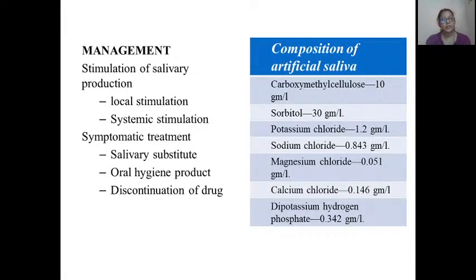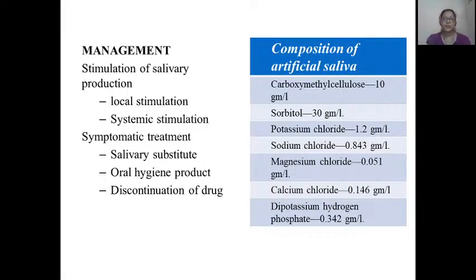How can we manage this? We can stimulate salivary production. By local stimulation, we can chew sour candy, chewing gums, or paraffin wafers, and by systemic stimulation. We can also use artificial saliva or a salivary substitute, such as carboxymethyl cellulose, sorbitol, and so on. For oral hygiene products, we can use sour products or sour candies. We can discontinue the drugs that give rise to this condition, xerostomia. So this was the management of xerostomia.